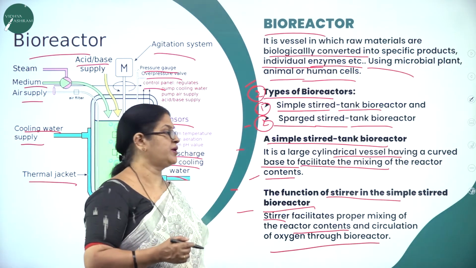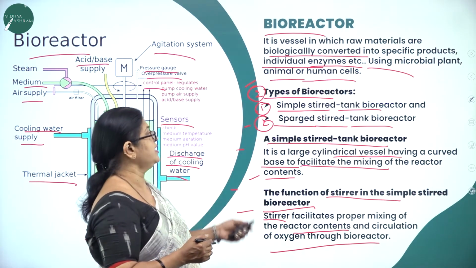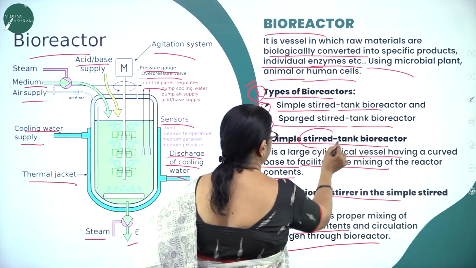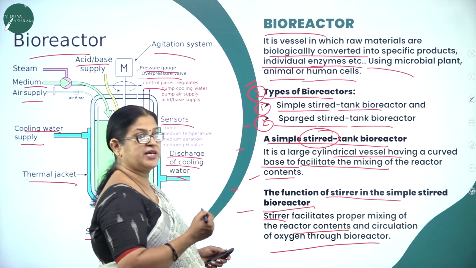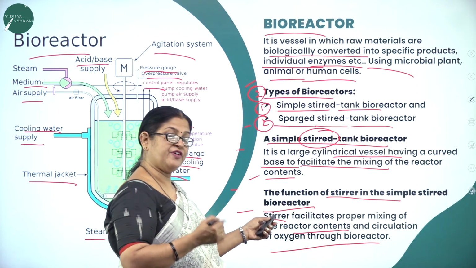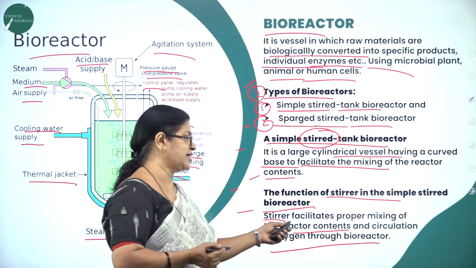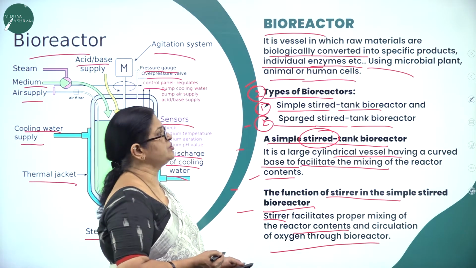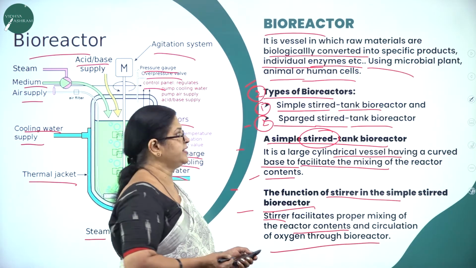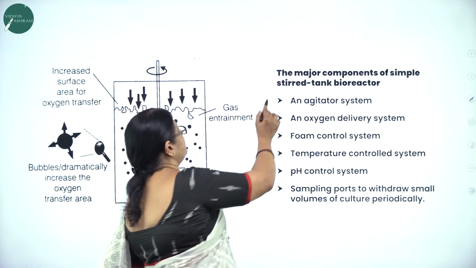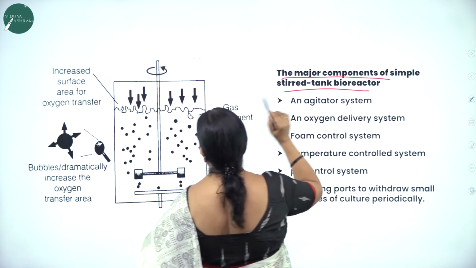Then what is the importance of the stirrer inside this? Hence the name stirred tank bioreactor. The word itself will tell you. Stirrer facilitates proper mixing of the reactor contents and circulation of oxygen through the bioreactor.